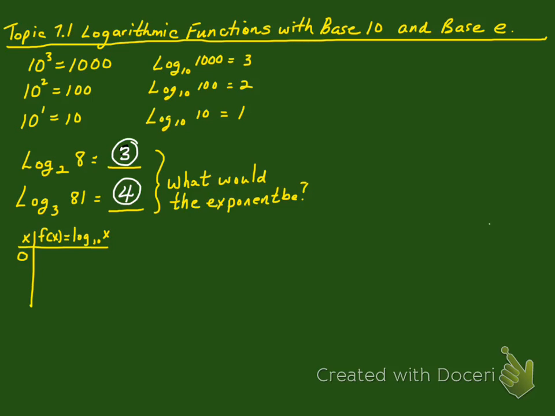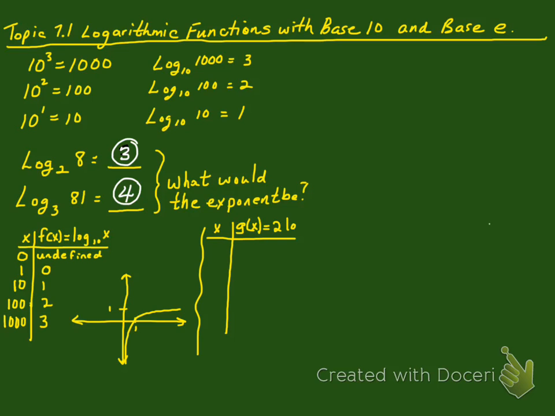If we have x and log 10 of x, the value for 0 is undefined, 1 is 0, 10 is 1, 100 is 2, and 1,000 is 3. We just did that up top. If we graph these points, it's going to be a graph that looks just like that.